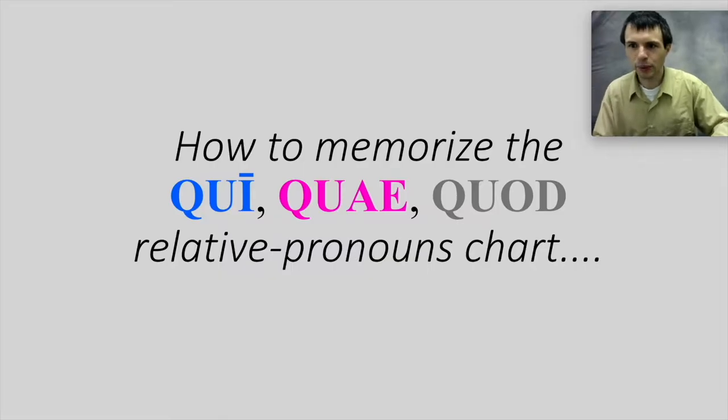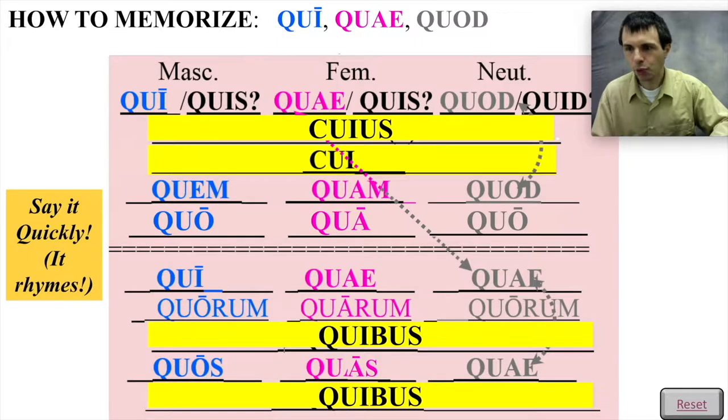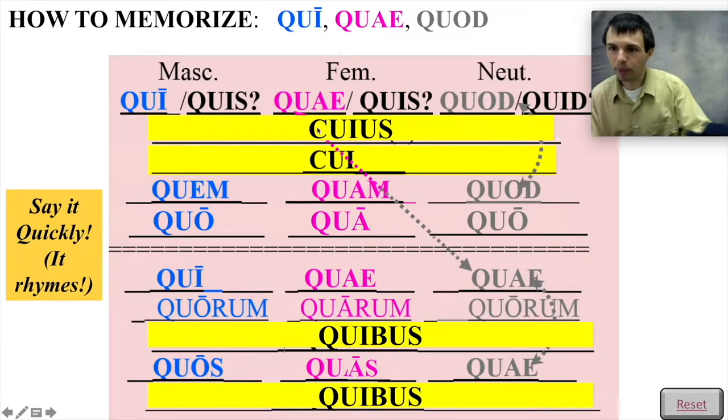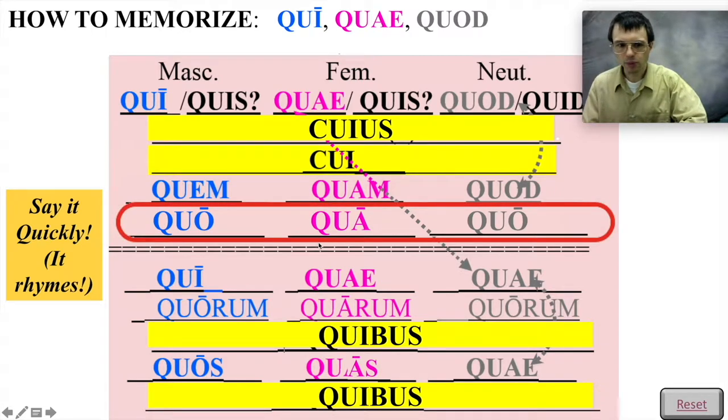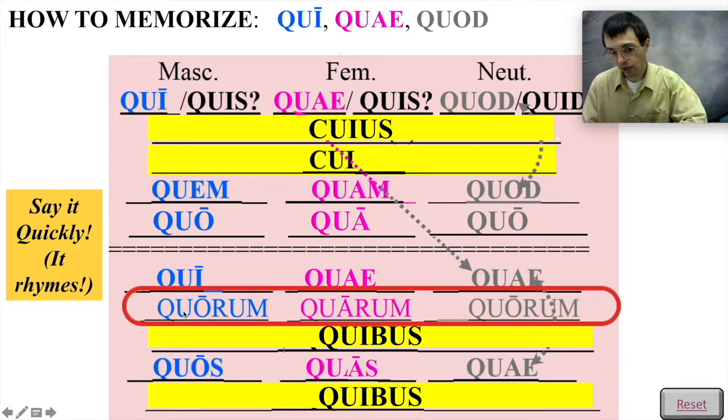Now that we've seen where the chart comes from, here is how you memorize it. The yellow here you don't have to worry very much about because you can probably remember those: cuius, of whom; cui, to or for whom; quibus, to or for which ones; or quibus, by, with or from which ones. That leaves the pink ones. You probably won't have any trouble with the ablative singular, quo, qua, quo, nor with the genitive plural, quorum, quarum, quorum, because those are exactly what you would expect. They don't violate any rules at all.